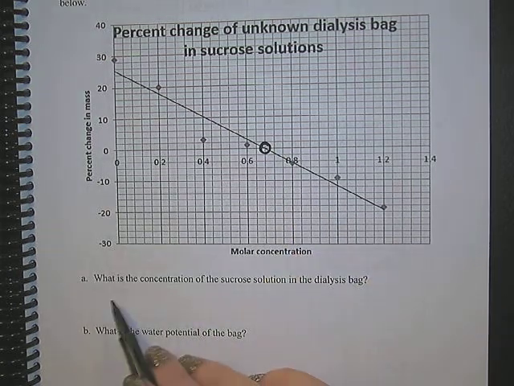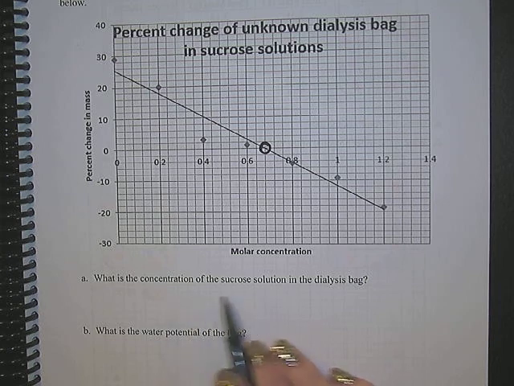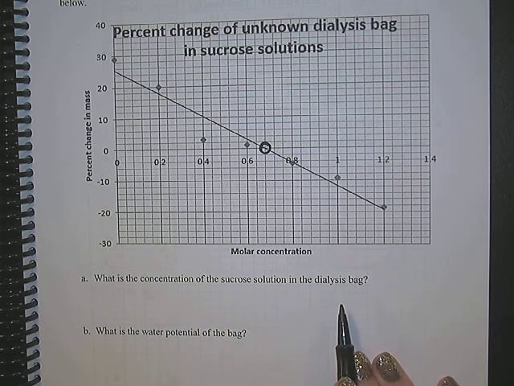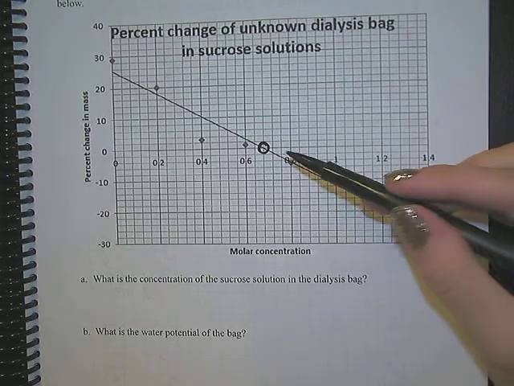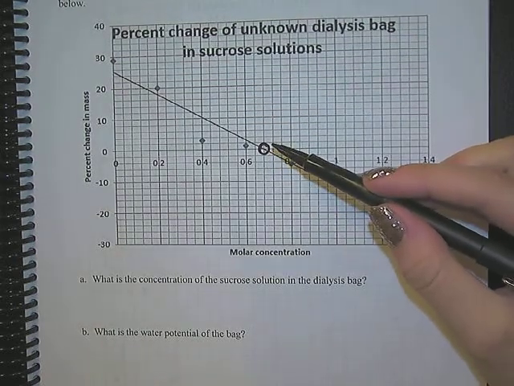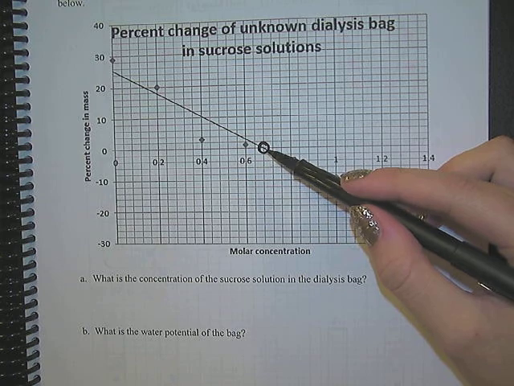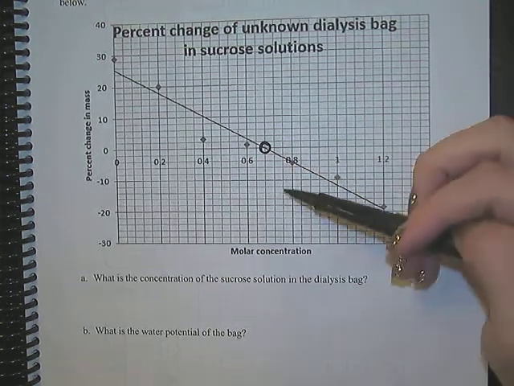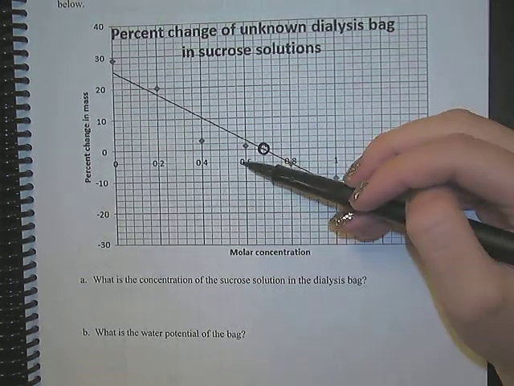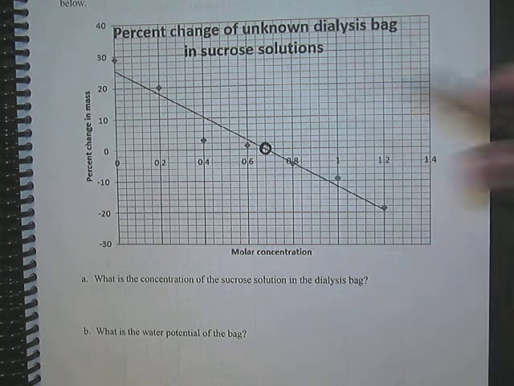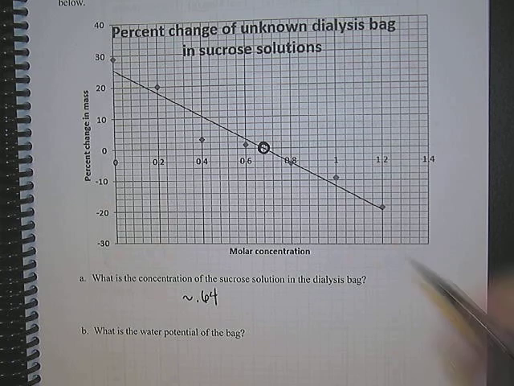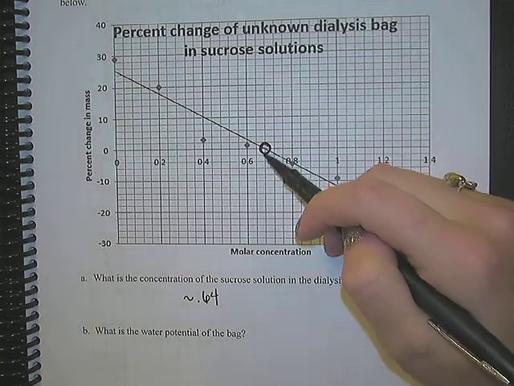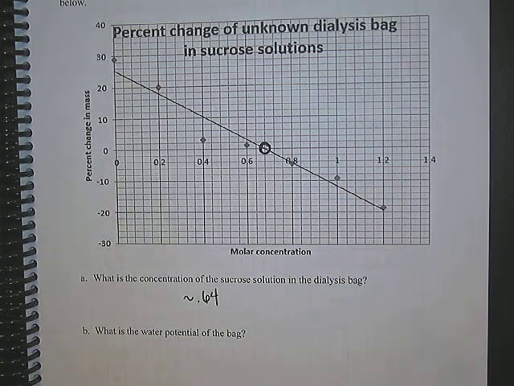So the first question, A, is what is the concentration of the sucrose solution in the dialysis bag? I just explained how to find that. It's going to be the best fit line where it crosses 0, where there's no net change because of osmosis. So in this case, it is 0.64-ish, where it crosses. We're at 0.